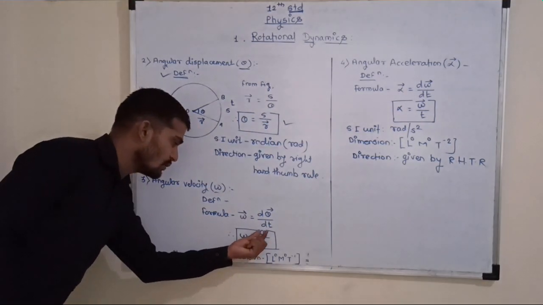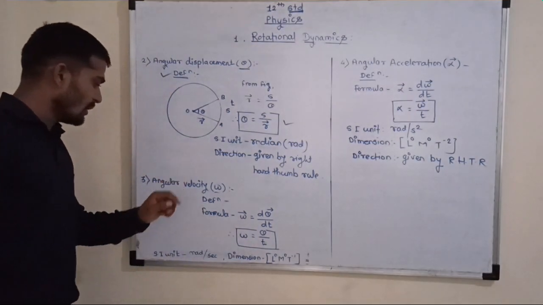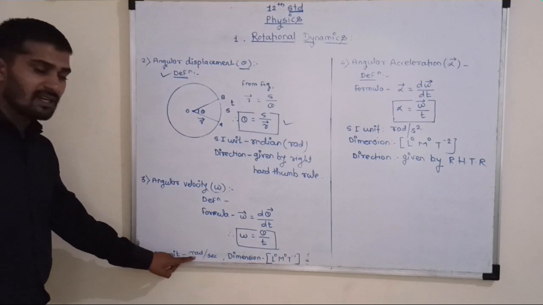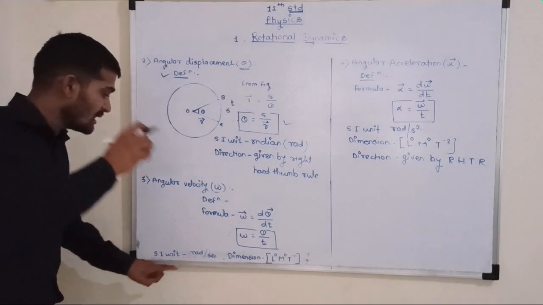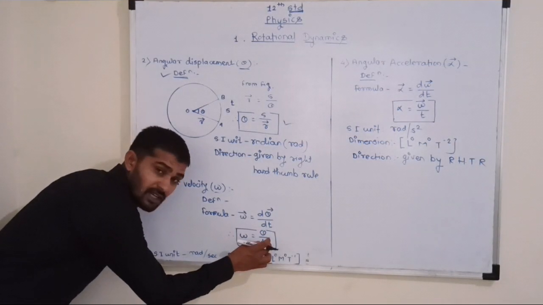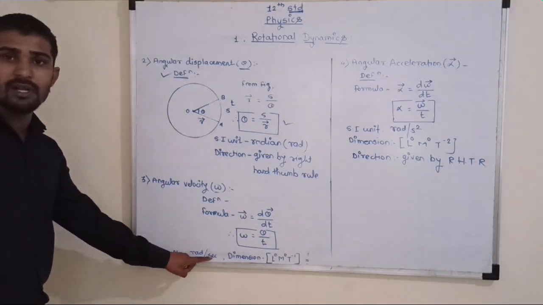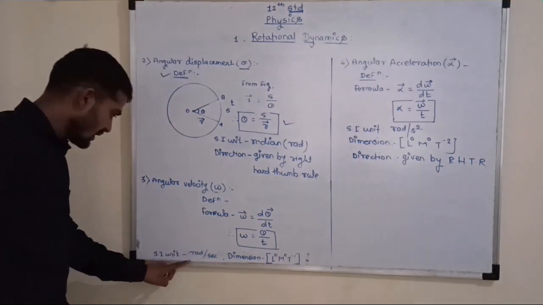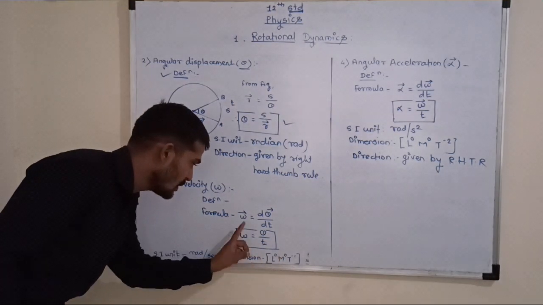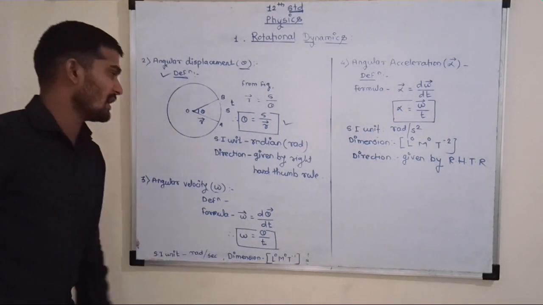Simply, omega is equal to theta upon t. This is the final expression or formula for angular velocity. Here, angular velocity in SI unit is measured in radian per second. How? Theta is measured in radian and t for time is measured in second. So SI unit is radian per second. And dimension: length is absent, so L raised to 0. Mass is absent, so M raised to 0. Here T, so T raised to minus 1.